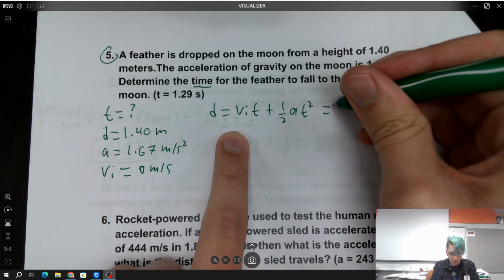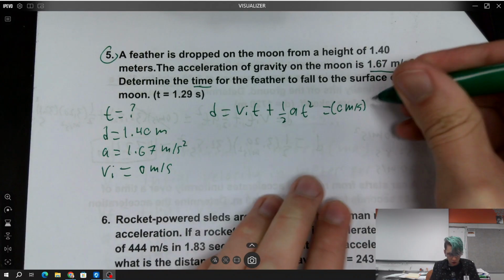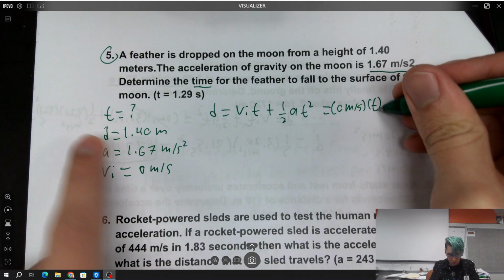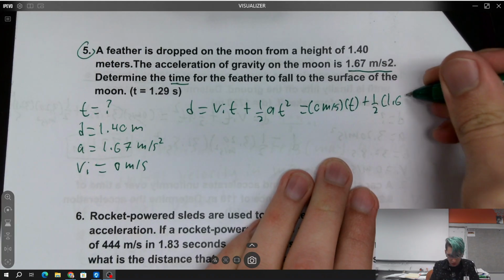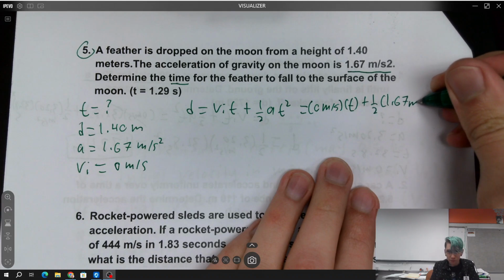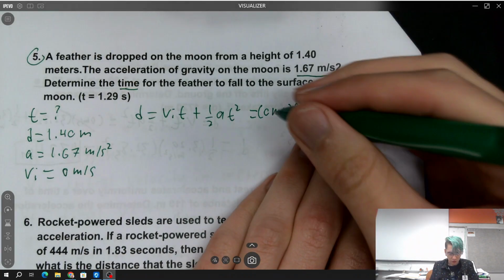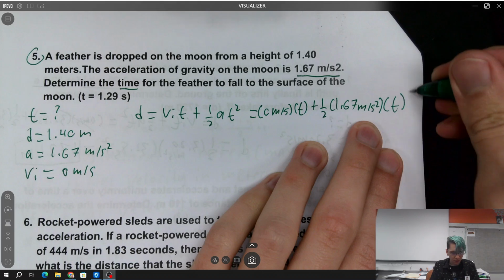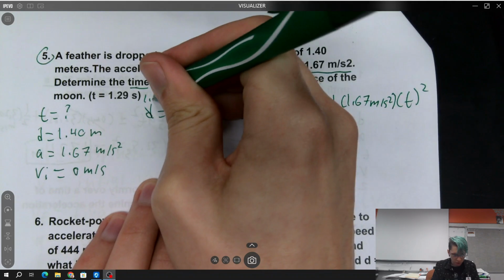Our initial velocity is going to be 0 meters per second times our time, which we don't know, plus 1/2 our acceleration of 1.67. That's going to be meters per second squared. And then that's going to be times our time squared. And we don't know our time yet. And we also have our displacement. So this is going to get swapped out for 1.40 meters.